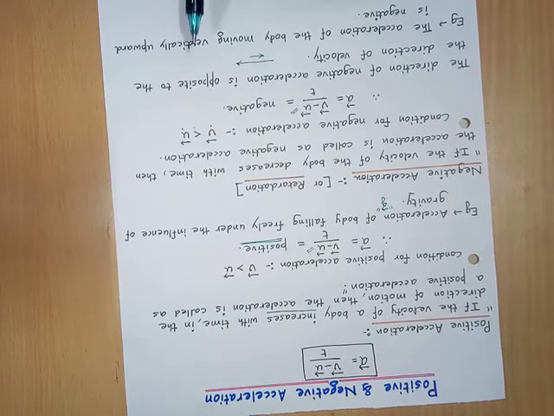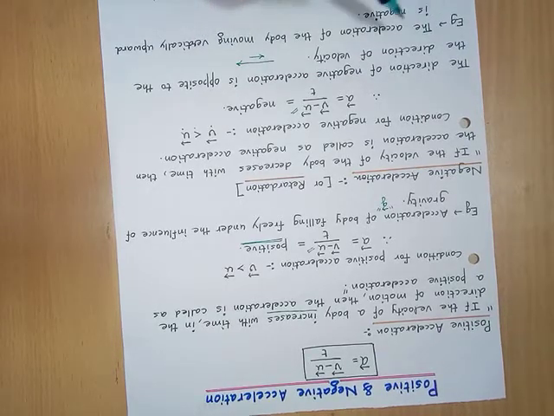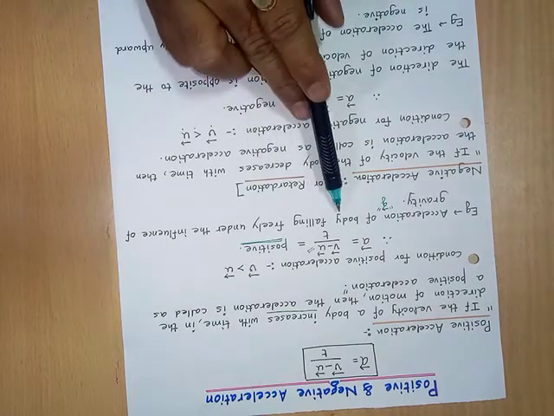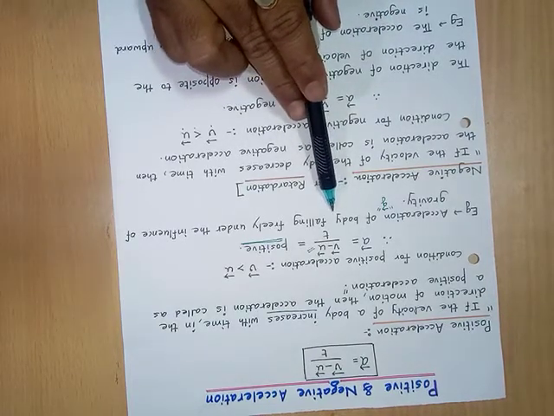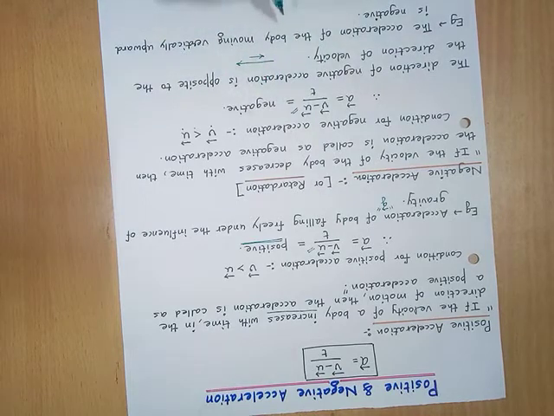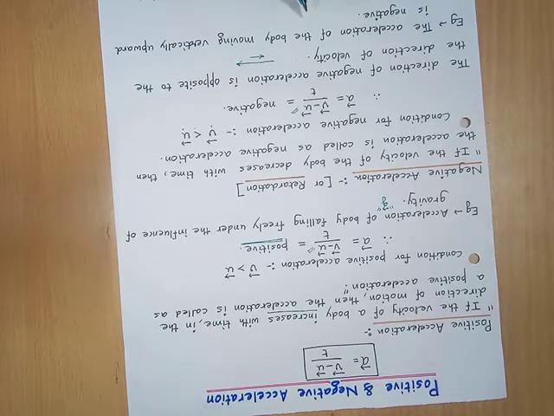What is the example here? The example for negative acceleration is exactly opposite to the acceleration of a freely falling body. If I throw an object in the upward direction, then the object thrown upward has negative acceleration. That's why the acceleration of a body moving vertically upward is called negative acceleration.